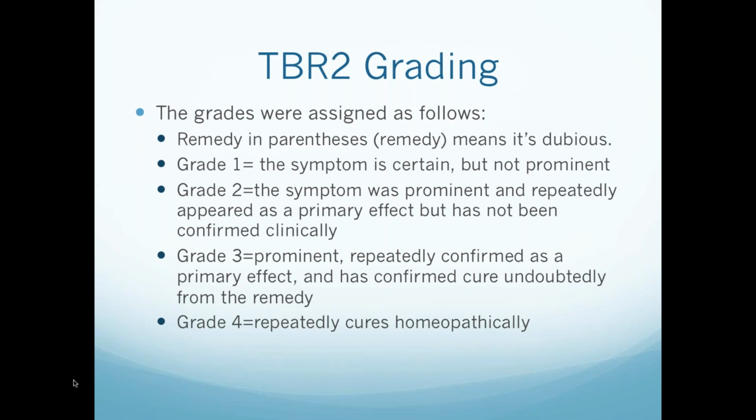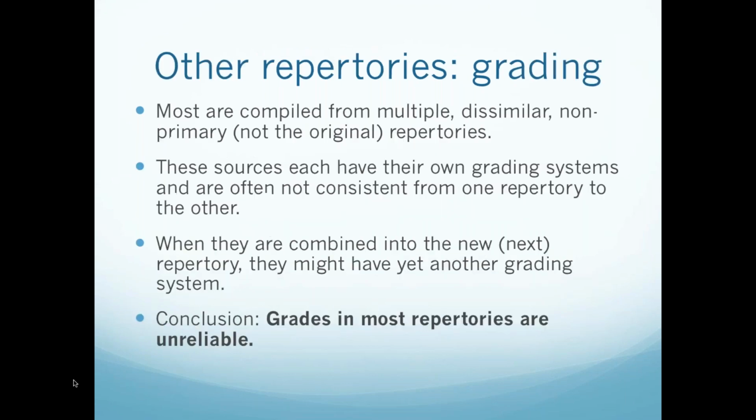Grade 1, the symptom is certain but not prominent. Grade 2, the symptom was prominent and repeatedly appeared as a primary effect but has not been confirmed clinically. Grade 3, prominent, repeatedly confirmed as a primary effect and has confirmed cure undoubtedly from the remedy. And grade 4 repeatedly cures homeopathically. So again, in TBR2, the grades are proportional to the reliability of that remedy for that symptom.